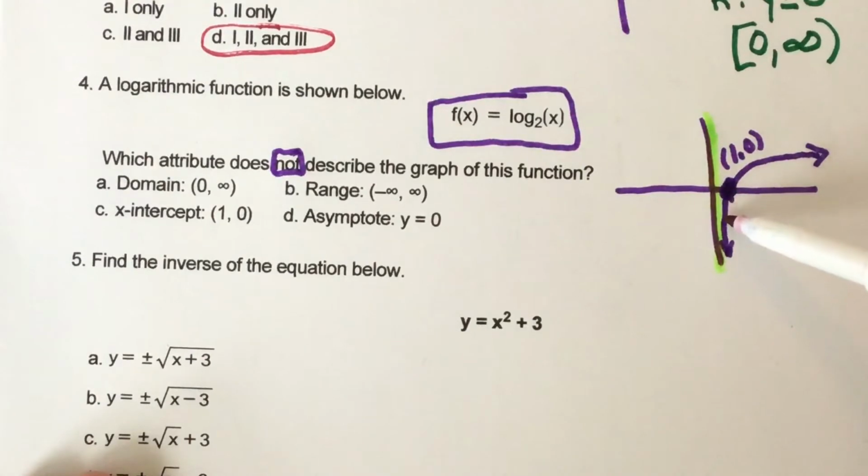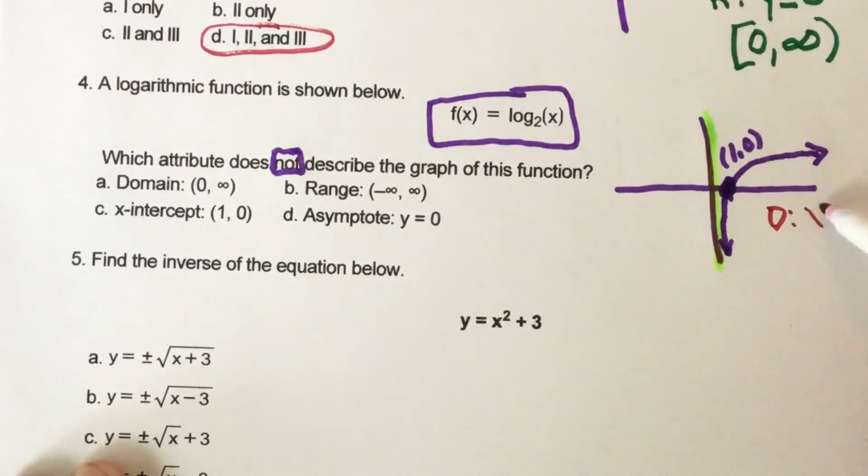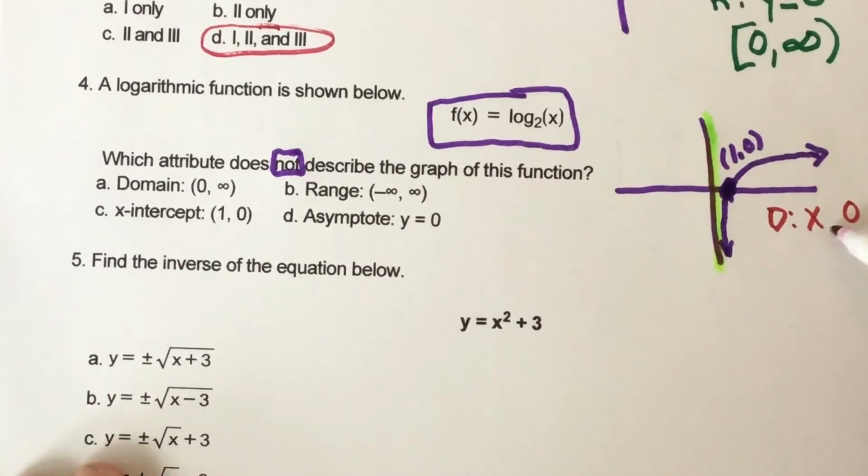Okay, so for the domain, when you're coming this way, your x value is getting closer and closer to being zero. So the domain starts off with the x being close to zero, but it's not going to equal it. And when you go right, the x's get greater.